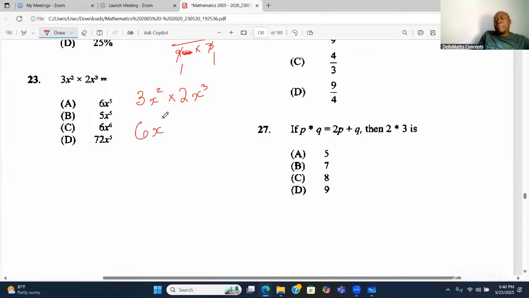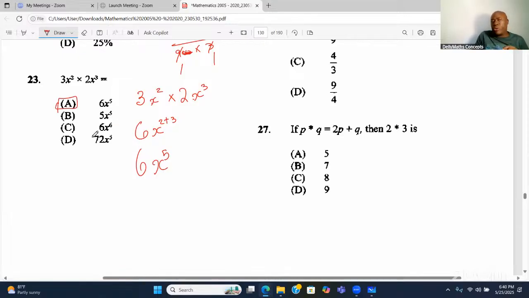But when you multiply same letters, you add their powers. People multiply this and got it wrong. Be careful. So this is 6, but x raised to the 5th. Okay, you multiply numbers ordinarily, but when you multiply the same letters, add their powers. All right. So the answer is actually A.